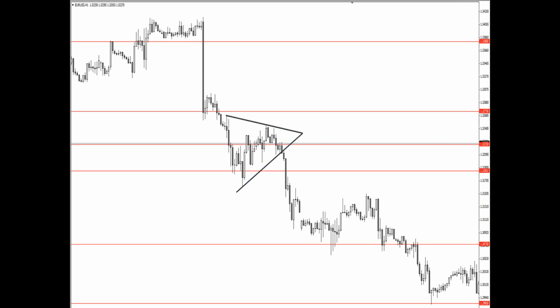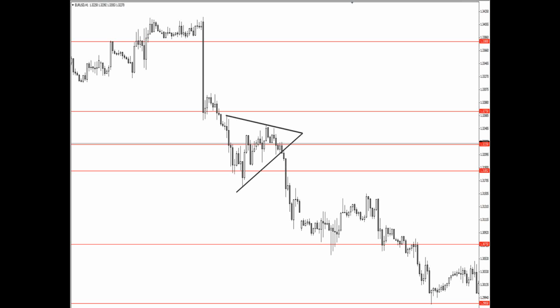So triangles can sometimes be reversal patterns, but they are normally seen as continuation patterns, especially ascending and descending, flat top, flat bottom triangles. So in this example, we see that this is a symmetrical triangle. We have been talking about this many times before. So what does it mean? We are waiting for the breakout close to the vertex of the triangle. After the breakout, we wait for a retest, and then we go for continuation.